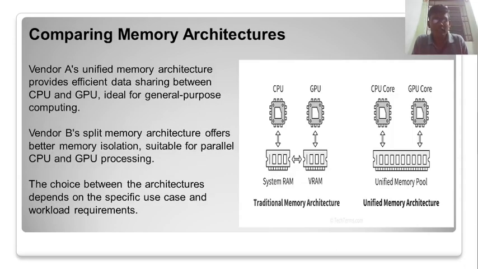Comparing memory architecture. Vendor A's unified memory architecture provides efficient data sharing between CPU and GPU, ideal for general purpose computing. Vendor B's split memory architecture offers better memory isolation, suitable for parallel CPU and GPU processing. The choice between the architectures depends on the specific use case and workload requirements.